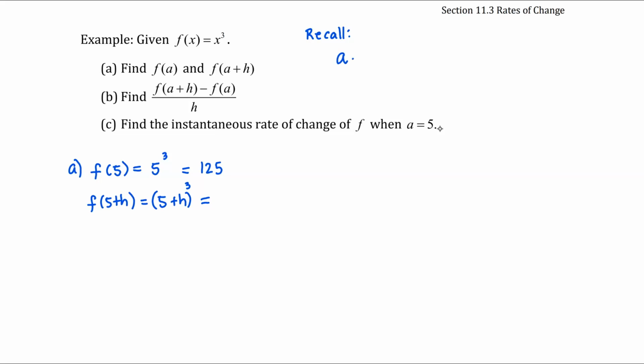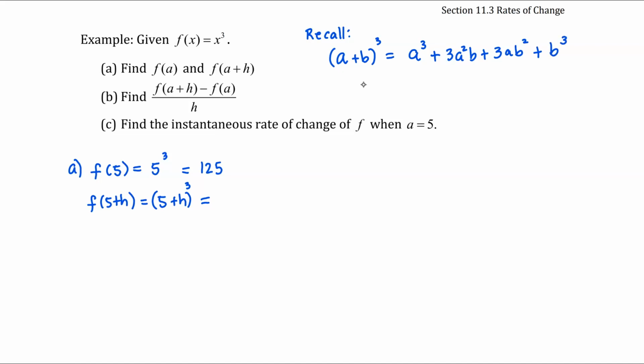If you have a plus b cubed, this is equal to a cubed, you cube the first term, plus 3 times the square of the first term, a squared, times b. So it's 3a squared b plus 3 times a b squared, and then plus b cubed.